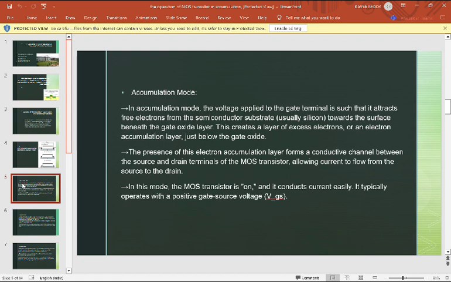Next, the presence of this electron accumulation layer forms a conductive channel between the source and drain terminals of a MOS transistor, allowing current to flow from the source to drain. In this mode the MOS transistor is on and it conducts current easily. It typically operates with positive gate-source voltage, that is VGS.